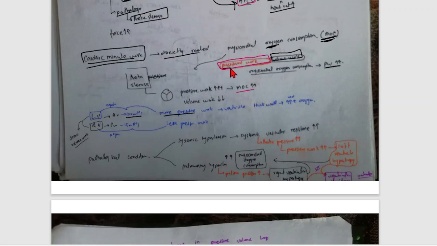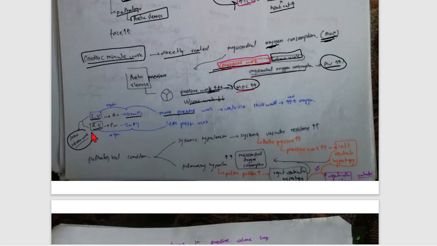And another thing you have to remember is that pressure work is much more than volume work. This is volume work and this is pressure work. You can see pressure work is more, so it uses more energy. Myocardial oxygen consumption is more in pressure work. So if there is aortic stenosis, the pressure work is greatly increased and volume work is decreased. Myocardial oxygen consumption also increases, and more oxygen is needed. If the oxygen requirement is not met, that part will become ischemic.